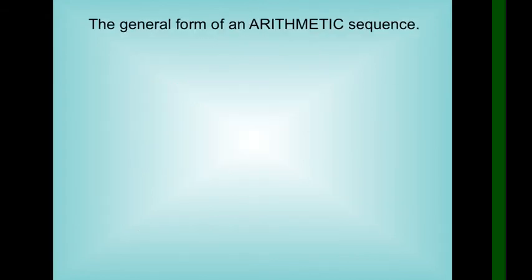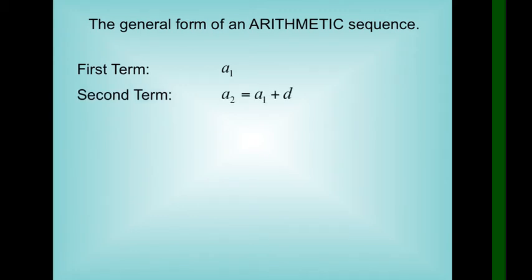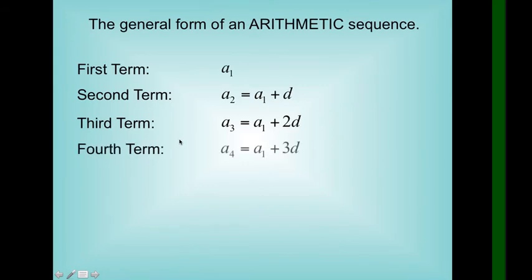Now, the general form of an arithmetic sequence: the first term natin is a sub 1. Yung unang term na makikita natin sa ating sequence ay a sub 1. The second term is a sub 2, which is equal to a sub 1 plus d, which is the common difference. The third term is a sub 3, which is equal to a sub 1 plus 2d. So kung nakita nyo, nandun pa rin si a sub 1, pero naglagay tayo ng 2d for the third term. Okay? The fourth term is a sub 4 equals a sub 1 plus 3d.